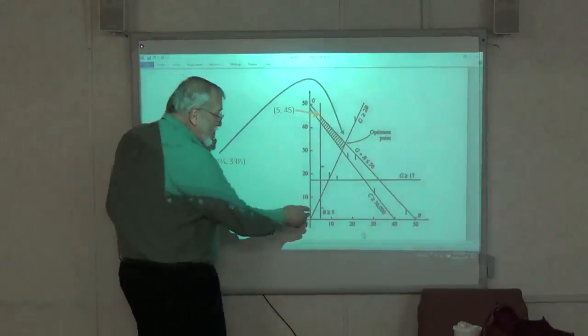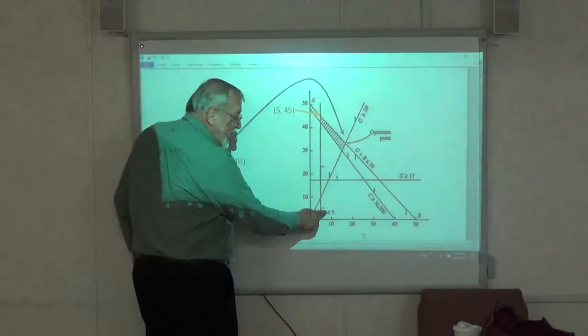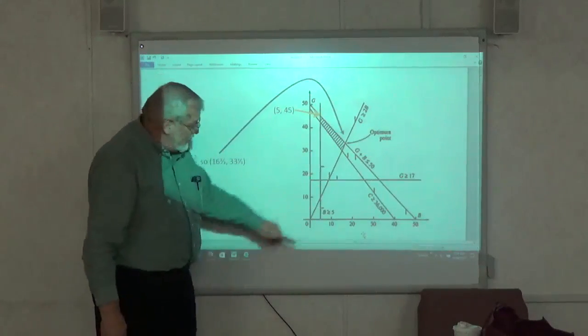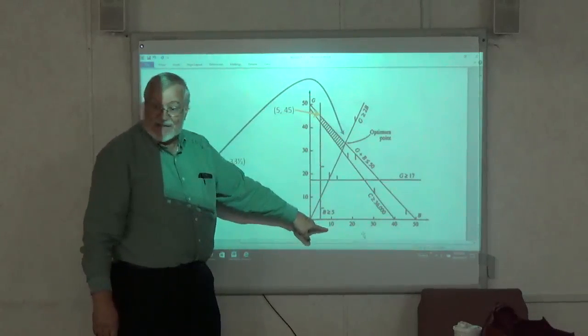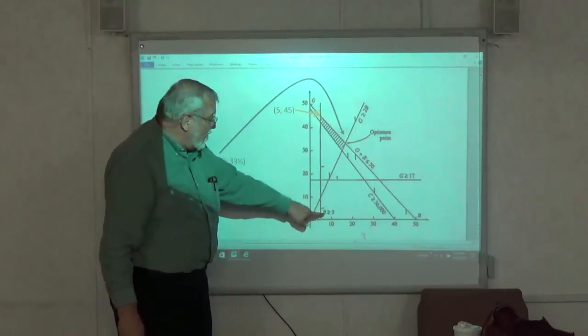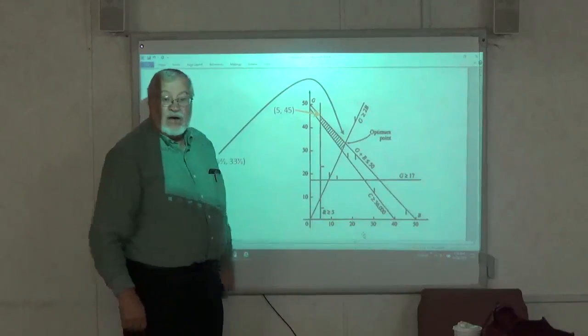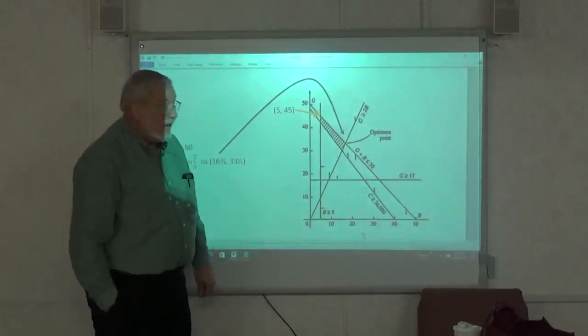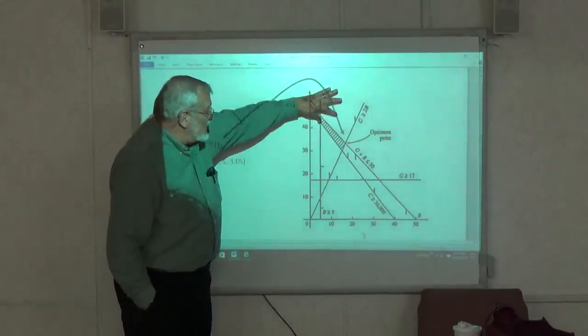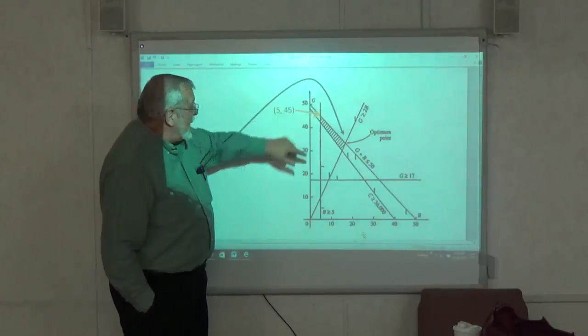Alright, now, it also said that B has to be greater than or equal to 5. Well, that's a vertical line, because B happens to be the x-axis. Right? Now, where is everything that's greater than 5? It'll be to the right side of that line. Again, so that's saying that this part is not.